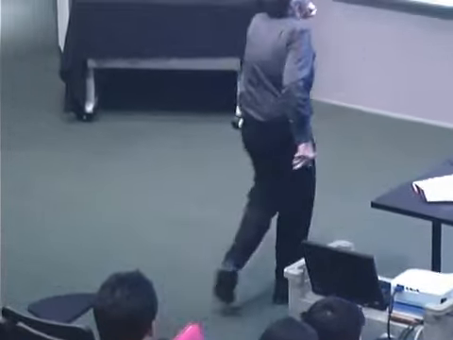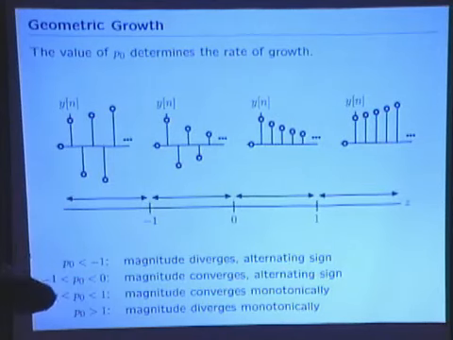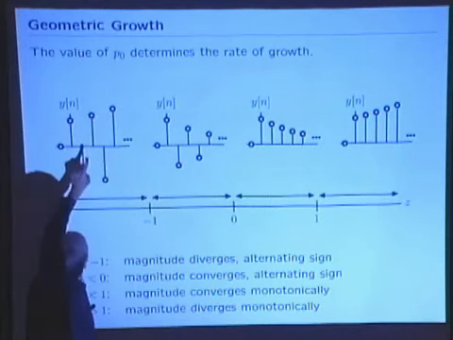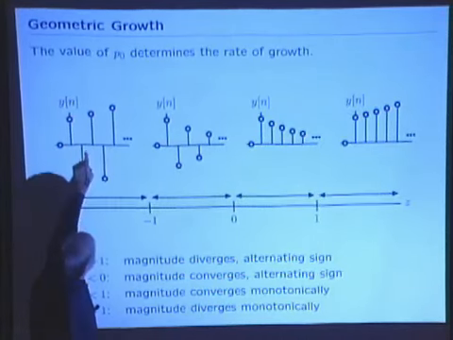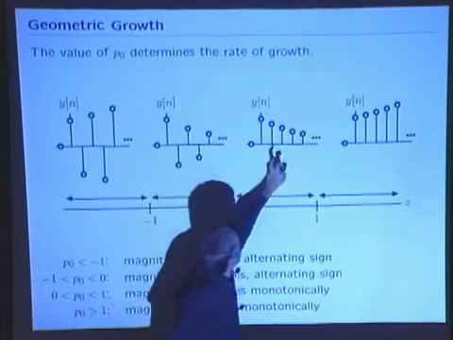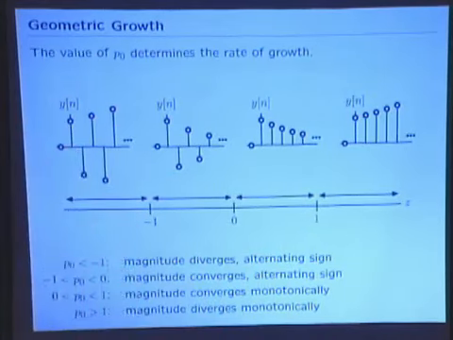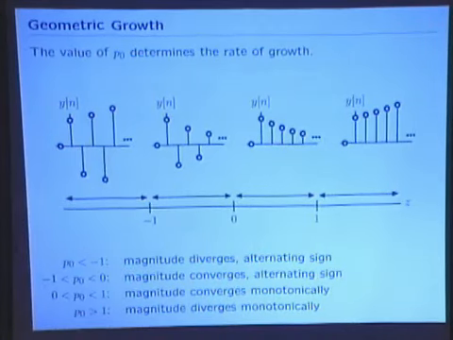In 2 pages, we'll get to the complex values for p naught. So here's all of the responses that can be associated with a single real valued pole. So you can get, as somebody has already said, diverging with alternation, converging with alternation, converging monotonically, diverging monotonically. Those are the behaviors that you can get with a single real valued pole.